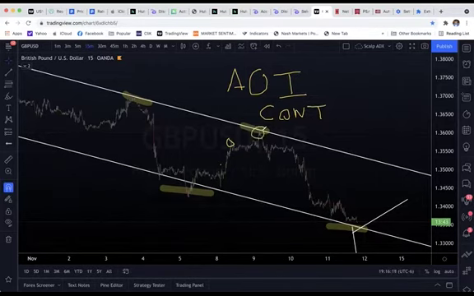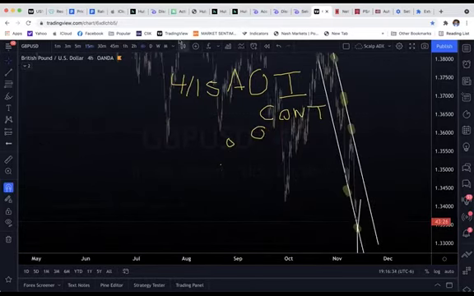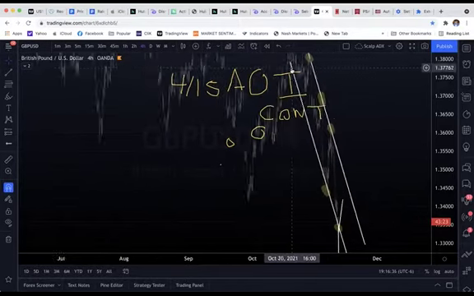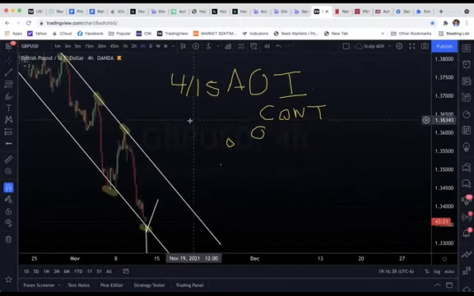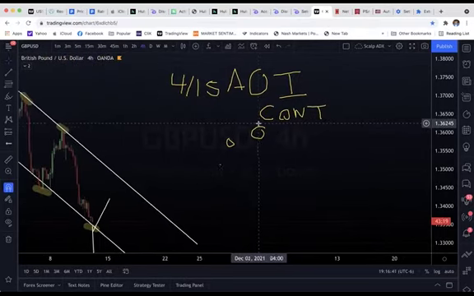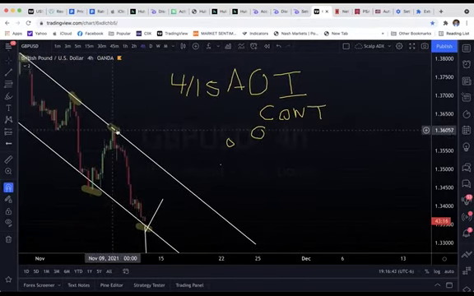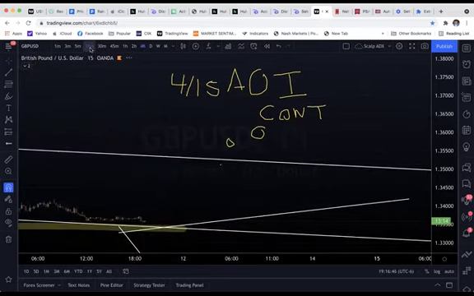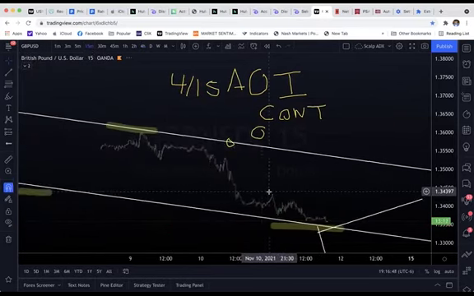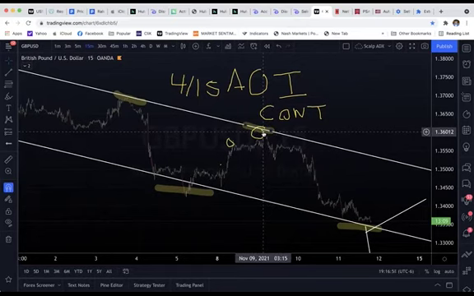And also, this is a 415. Why is it a 415? Because we based our analysis on the 4 hour trend. And then we went to a lower time frame, which is the 15-minute, for our entry.